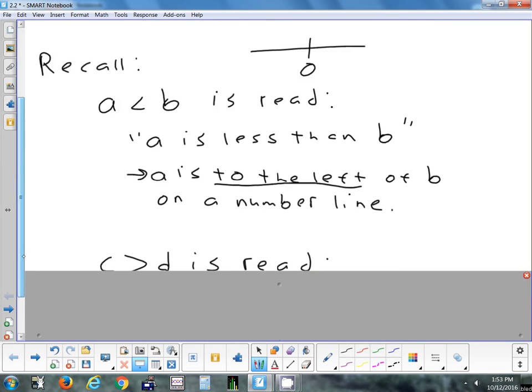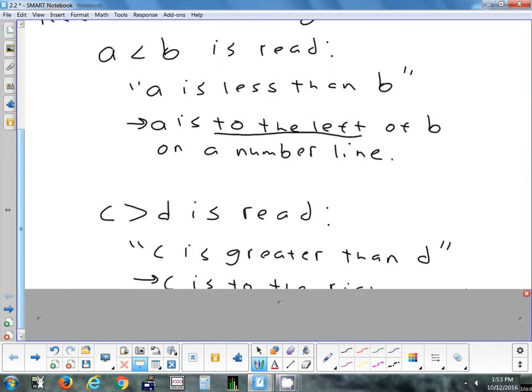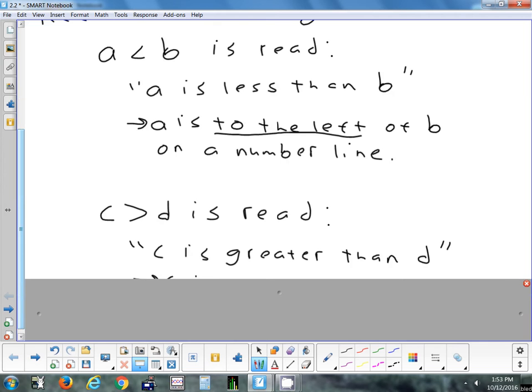Okay, so what's our other symbol? How would you pronounce this one? C, symbol pointing right, D. How do we say that one? Shannon? C is greater than D. Yeah. Okay, so on that blank on the right-hand side where it says C greater than D, how you read it, right below it, put in what I have in quotes. C is greater than D.